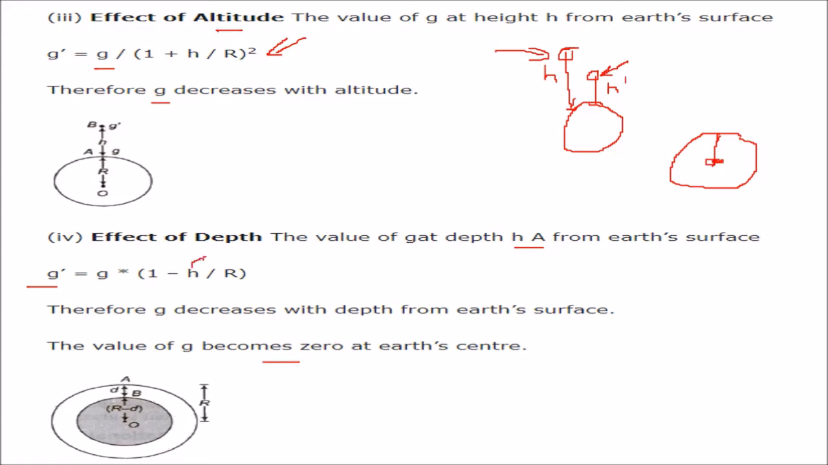See, put h equal to R here. h and R will become equal, 1 minus 1 is 0. So g into 0 will be 0. So g dash will be 0. So at this point it will be 0. So g will decrease from this point to this point, say 9.8 is here at the Earth's crust, and it will decrease to 0 till it reaches the center of the Earth.